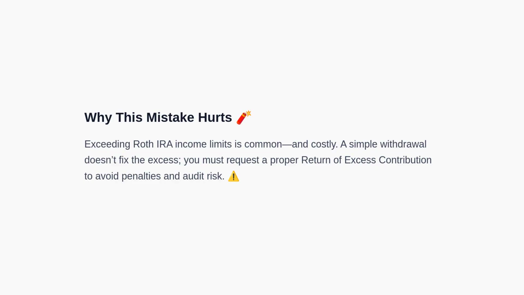To set the stage, exceeding the Roth IRA income threshold is a frequent and high-stakes error. Although many people think a standard withdrawal solves the issue, the IRS requires that you specifically request a return of excess contribution. Without this, the original contribution remains an excess, and you may face penalties, as well as an elevated audit risk. With that context established, let's add a short but important disclaimer.